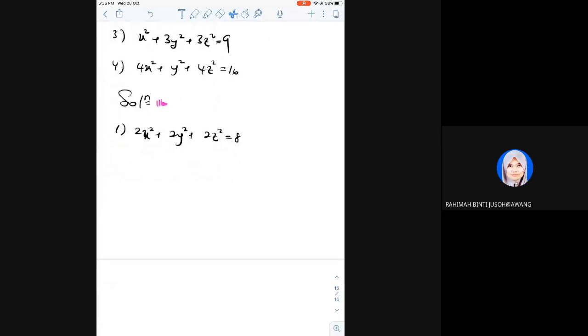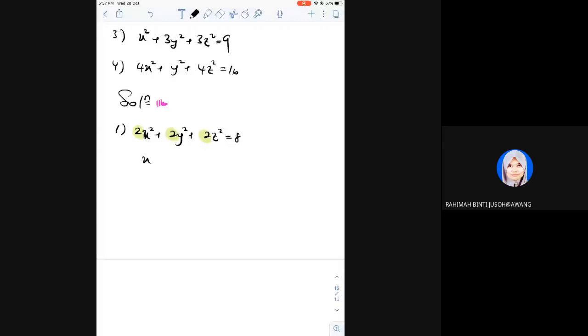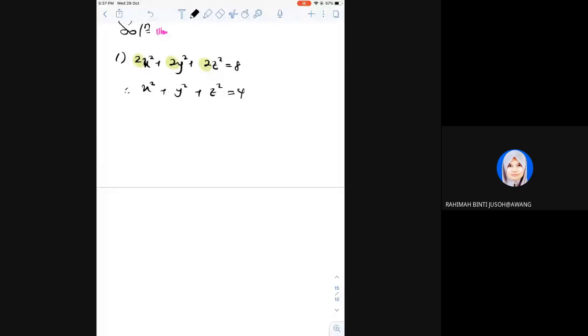Alright, now. 2x squared plus 2y squared plus 2z squared. Right now, you see the coefficients are the same. Of course, it becomes a circle in 2D. Therefore, in 3D, it becomes a sphere. Okay? So, if we divide everything by 2, we will have x squared plus y squared plus z squared equals to 4. Alright, so this is a sphere with radius 2.